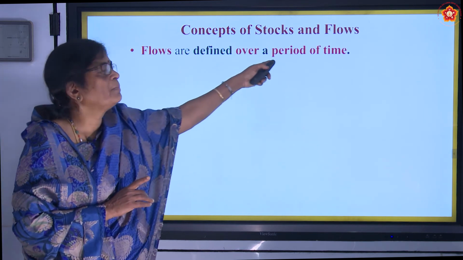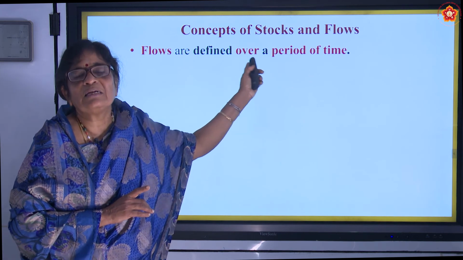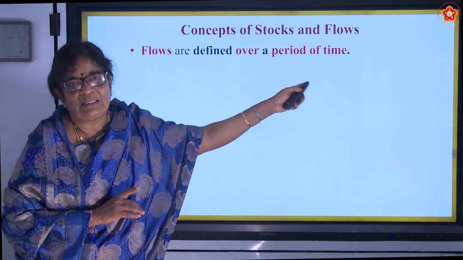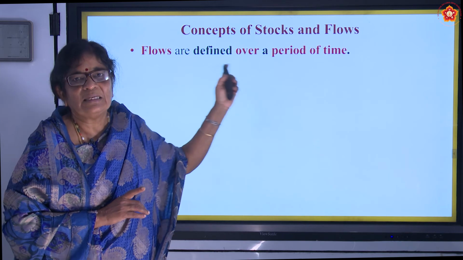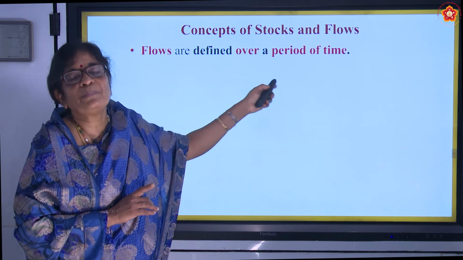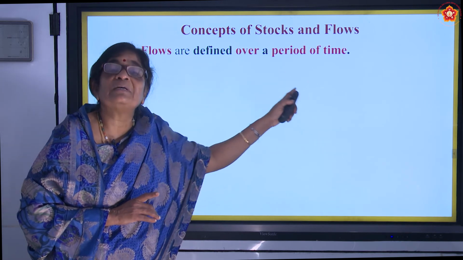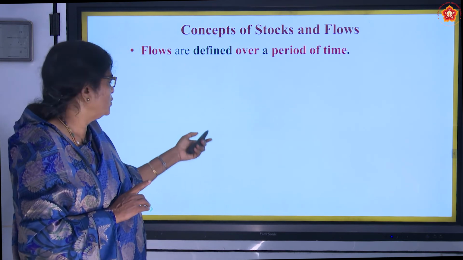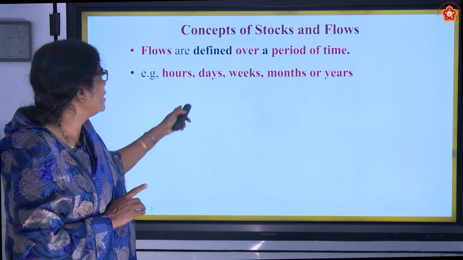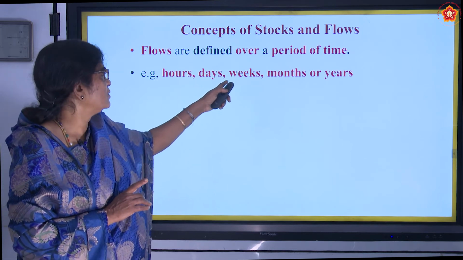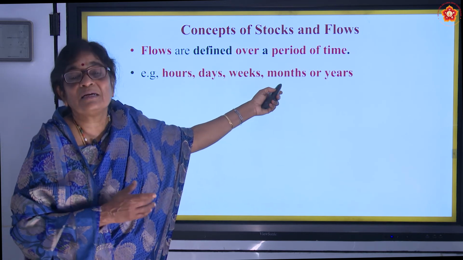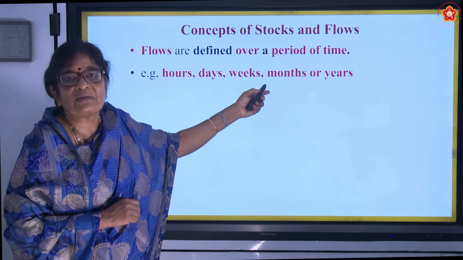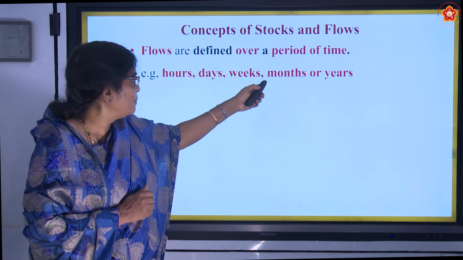Flows are defined over a period of time, I told you. Income earned over a year, income per month, income per day, output for the year, profit for the year, that's what over a period, then it is called flows. For example, hours or days or weeks, even income per day, income per hour, how much the IT professional will earn per hour, and months or years.